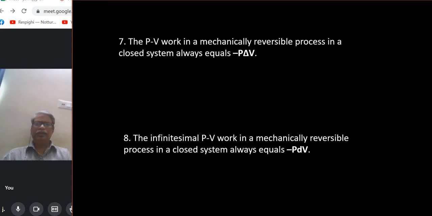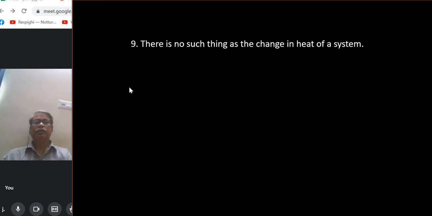The only difference is that in the second question it is infinitesimal PV work, and in the first question it is implied that it is a finite amount of work. That means in the second question it is the differential form or definition, and in the first question, this is question number 7, it is integrated. That's all. So you have to ponder on the questions and answer.